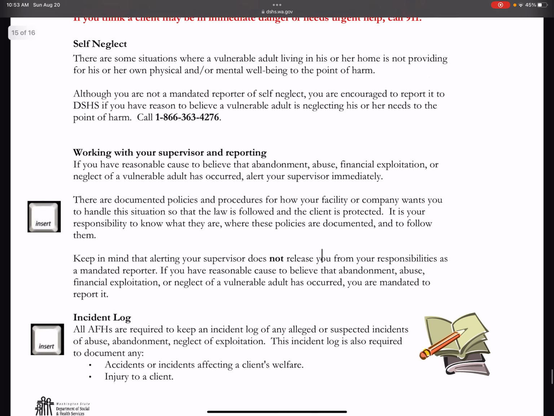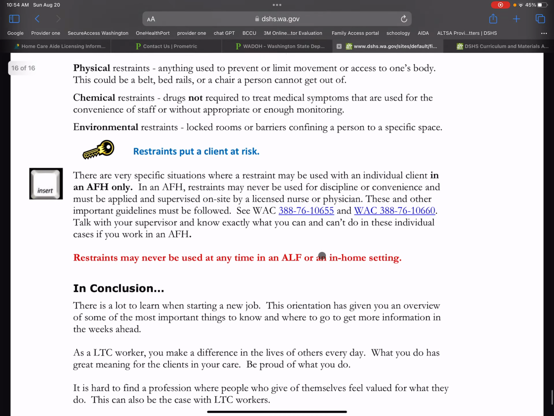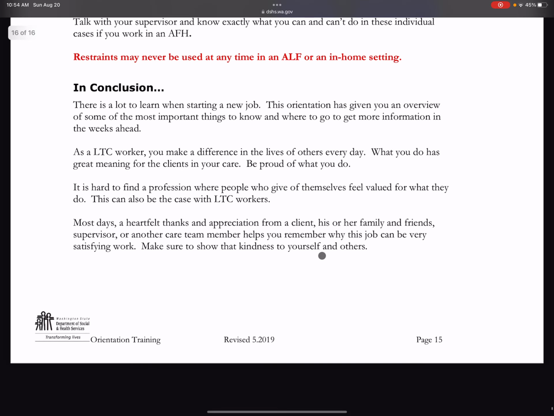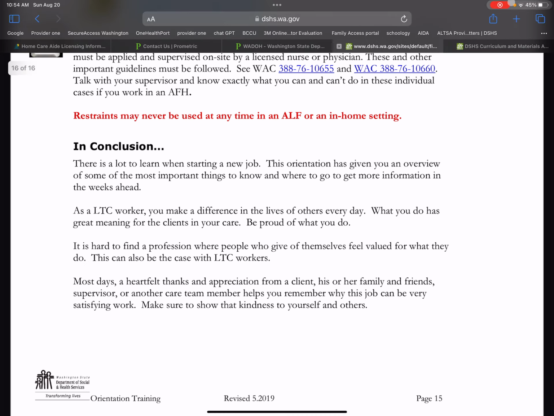Okay, so we have just gone through the orientation part. Thank you very much. There's a lot to learn when starting a new job. This orientation has given you an overview of some of the most important things to know and where to go to get more information in the weeks ahead. Thank you very much for staying for the whole orientation. Feel free to call me if you have any questions.